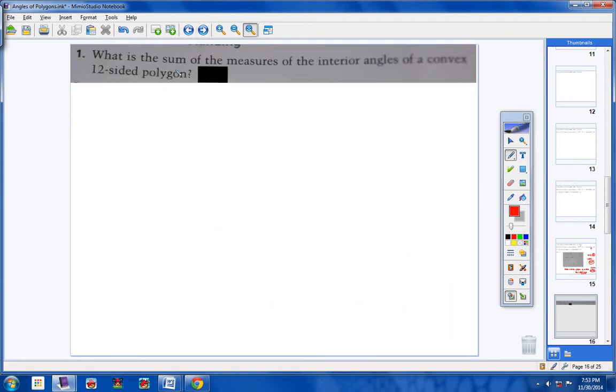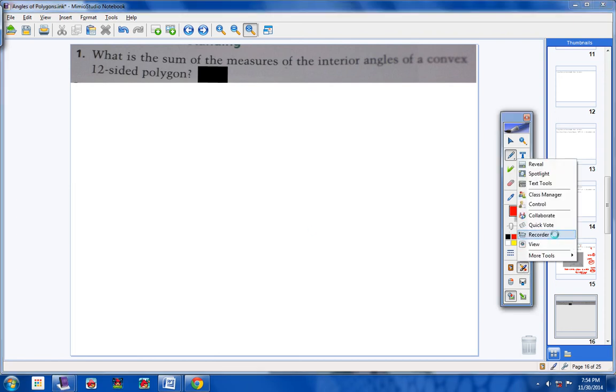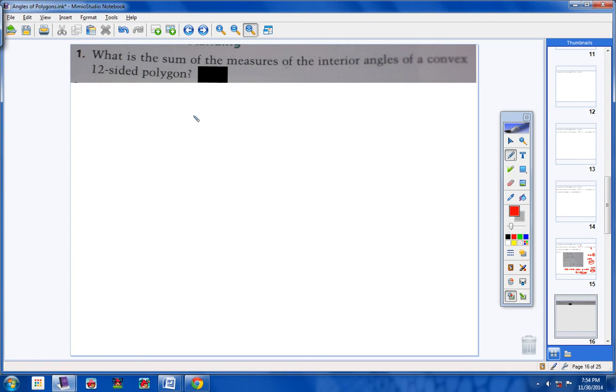We're going to find the sum of the measures of the interior angles of a convex 12-sided polygon. I'll pause a second while you copy that down, okay? Okay, students, here we go. We want to find the sum of the interior angles.